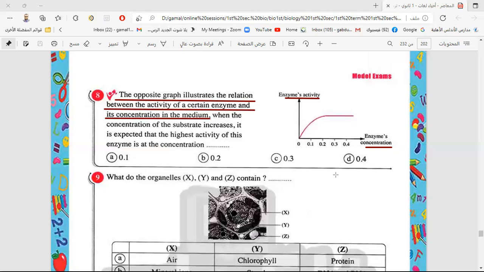0.2. Why? Because this is the maximum point, and after that point the activity stays the same. Yeah, excellent, excellent. This is a good conclusion. I agree with you. The maximum activity here is at 0.2, and after that, the activity is still as it is. The enzyme concentration is still as it is. Okay. Thank you, Mazen.